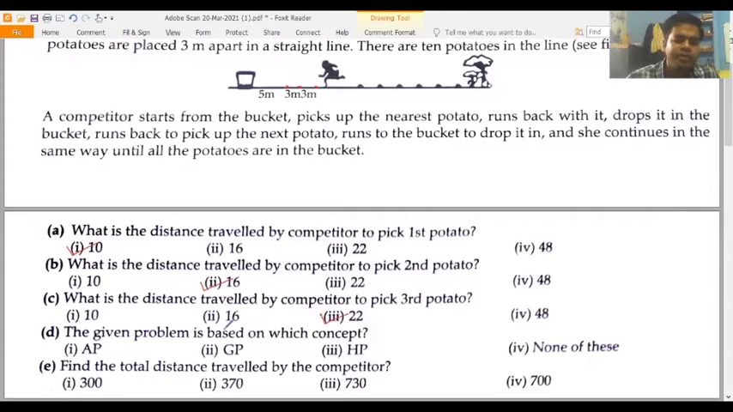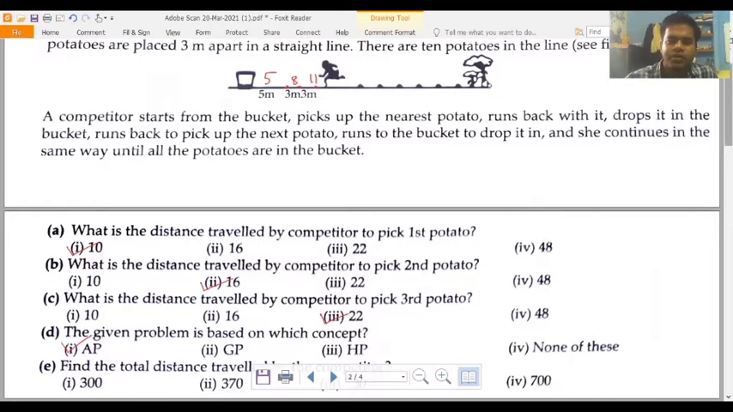The given problem is based on which concept? Arithmetic progression, geometric progression, harmonic progression, or none of these. Here the distance is 5, then 8, then 11, and it continues this way. Always adding 3. So that means this is an arithmetic progression.